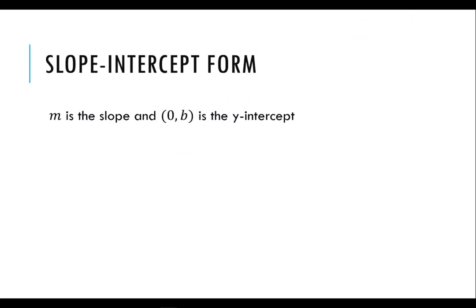The other type that's very useful is slope-intercept form. That is, m is going to be the slope, and b is going to be the y-intercept, the y-intercept being 0, b. And you can do this one as y equals mx plus b.